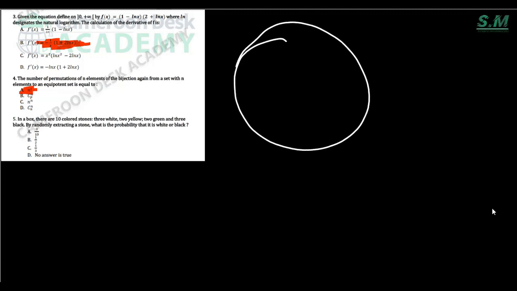The next one says, in a box there are 10 colored stones, 3 white, 2 yellow, 2 green and 3 black. By randomly extracting a stone, what is the probability that it is white or black? So we have a bag. That bag contains 10 colored balls, so the sample space is 10. So we have 3 white balls, we have 2 yellow balls, we have 2 green balls, and we have 3 black balls.